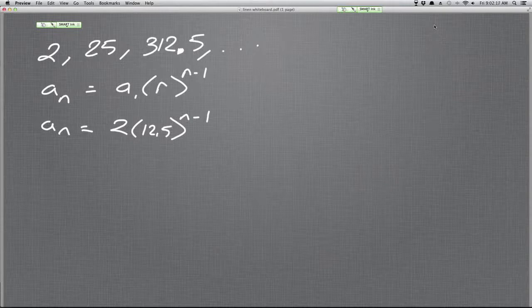Alright, recursive. What's the first thing I need for a recursive formula? A1. So I write down A1 equals 2.